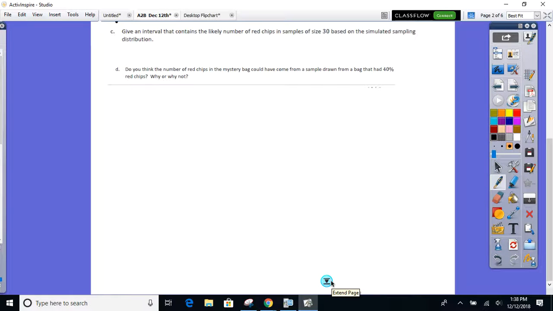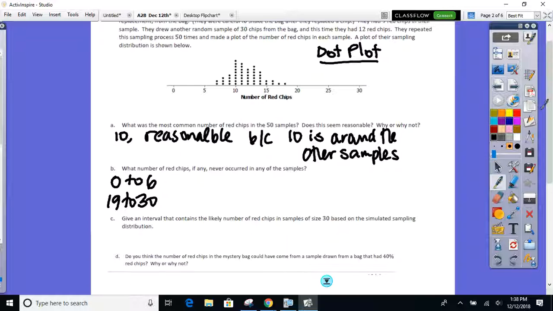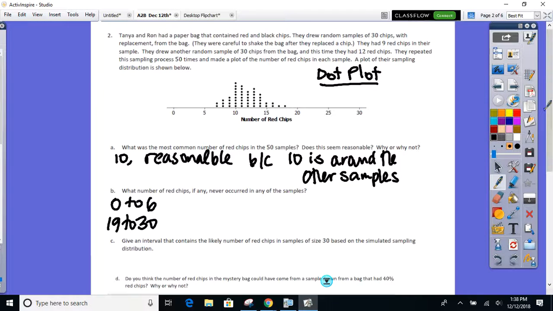Could you give me an interval you're confident the number of red chips fell in? All right, that mystery bag that they pulled from. Could you give me a small interval, a big interval, I don't care, that you're confident that hey, that's the number of red chips that are in there between this and this number? And it could be anything here. There's not one right answer I'm looking for. Could you give me a confident interval where you're saying, I'm pretty confident this is the number of red chips that are in there? From what to what?